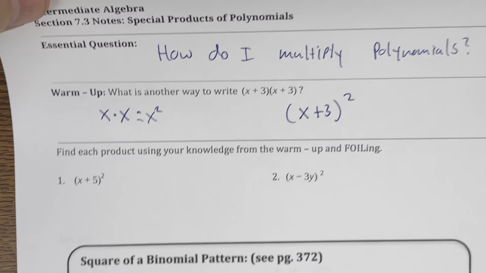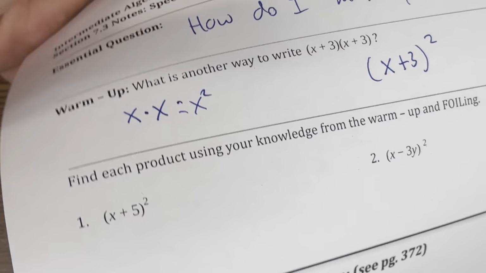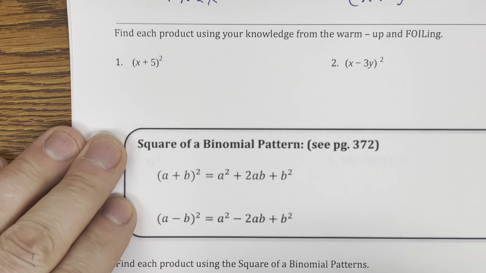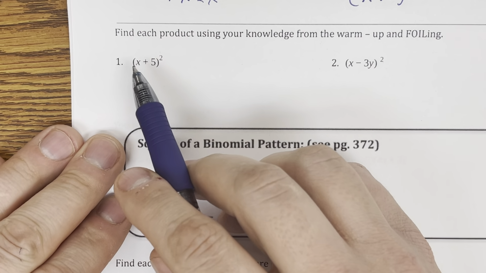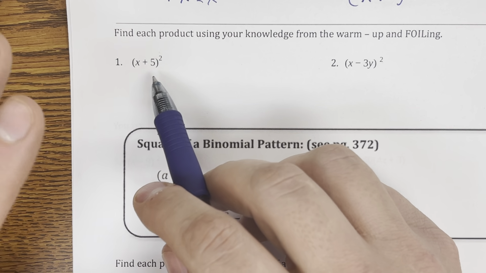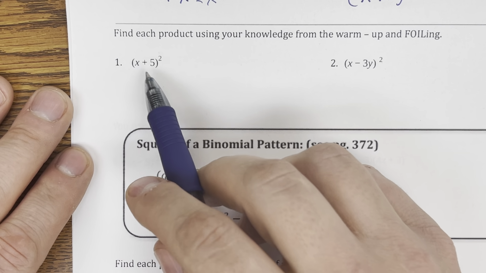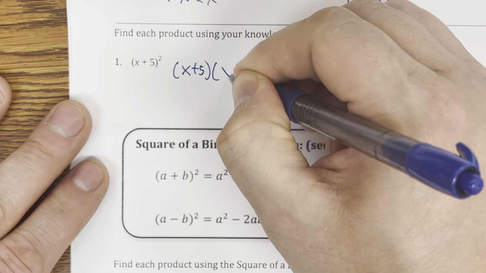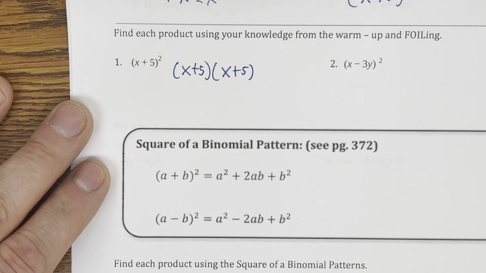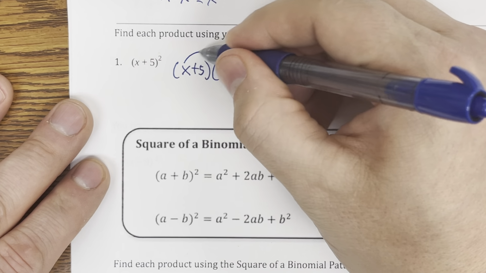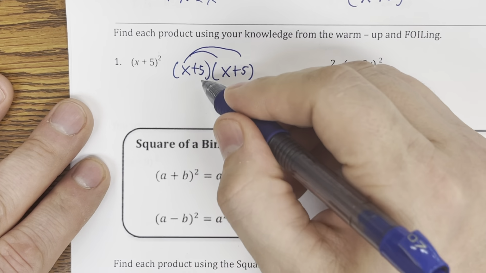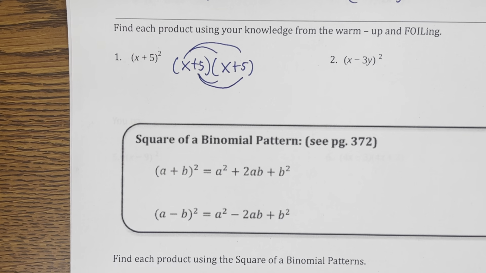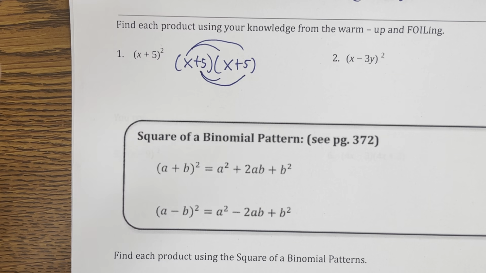So, utilizing what we know about multiplying and FOILing, we have to multiply x plus 5 squared. Now, the common error is someone's going to call this x squared plus 25. That is not correct. I have to rewrite this problem as x plus 5 times itself, x plus 5. Then from there I FOIL. Distribute the x, distribute the 5. And we will find out we don't just get x squared plus 25. There's going to be a middle term.